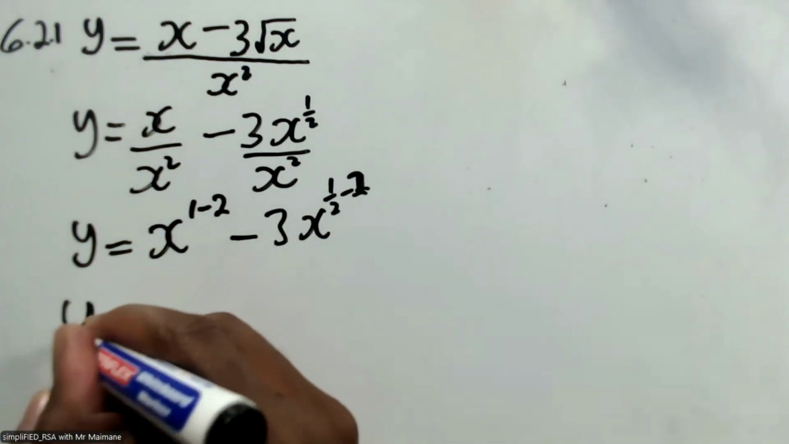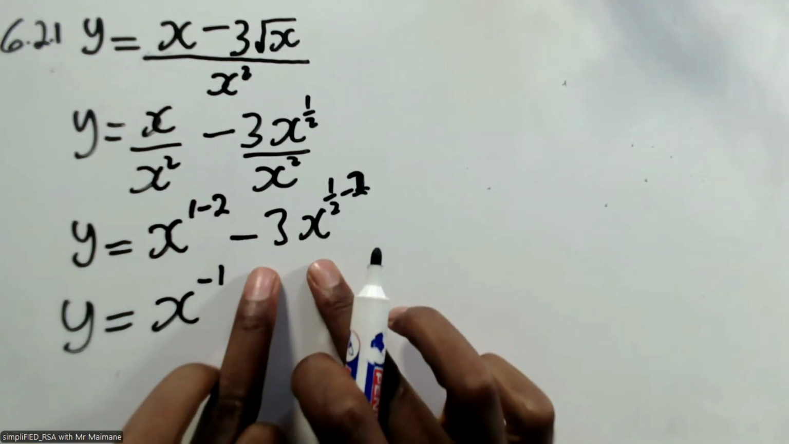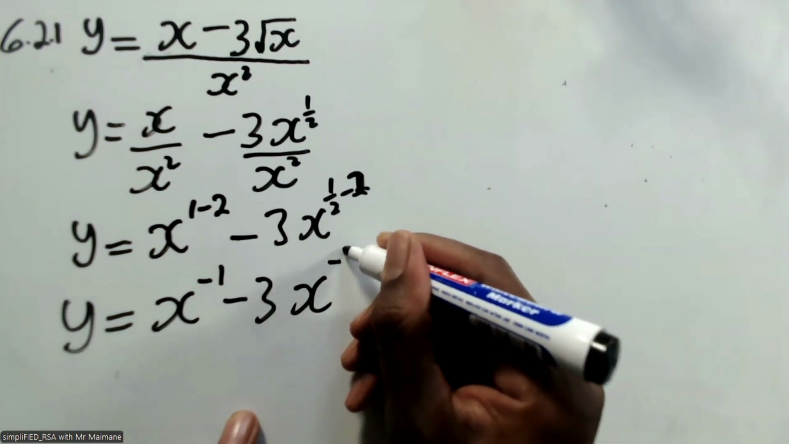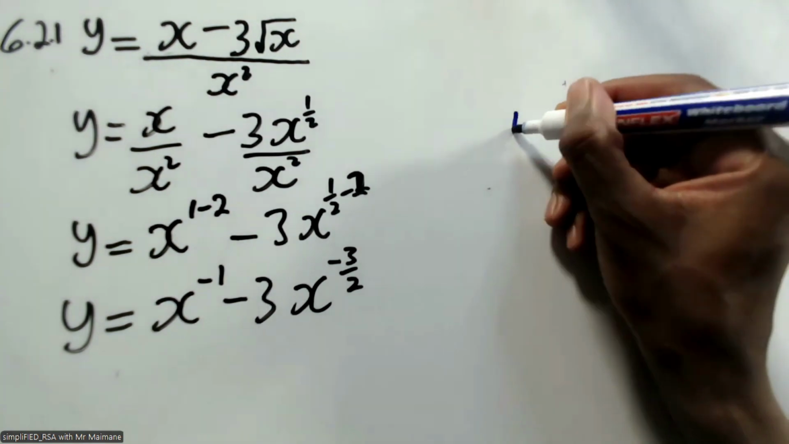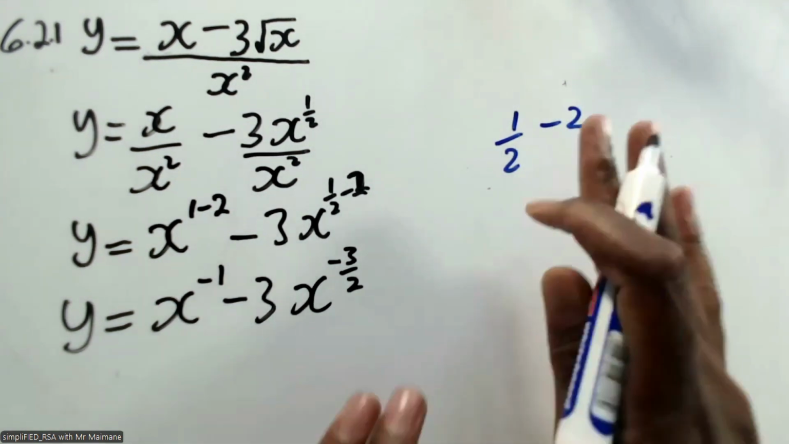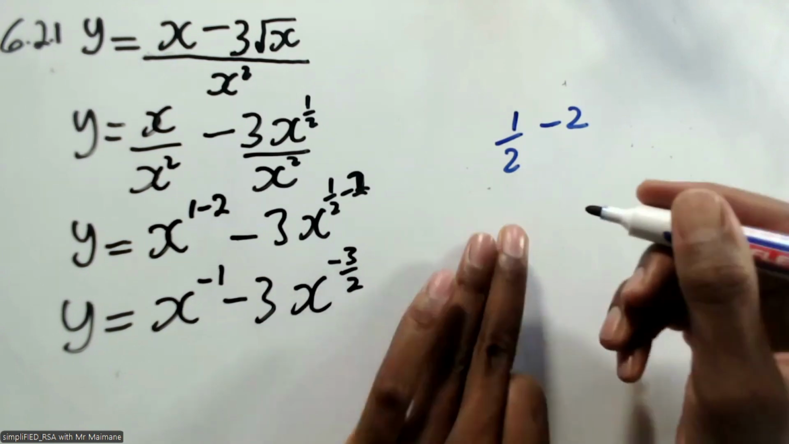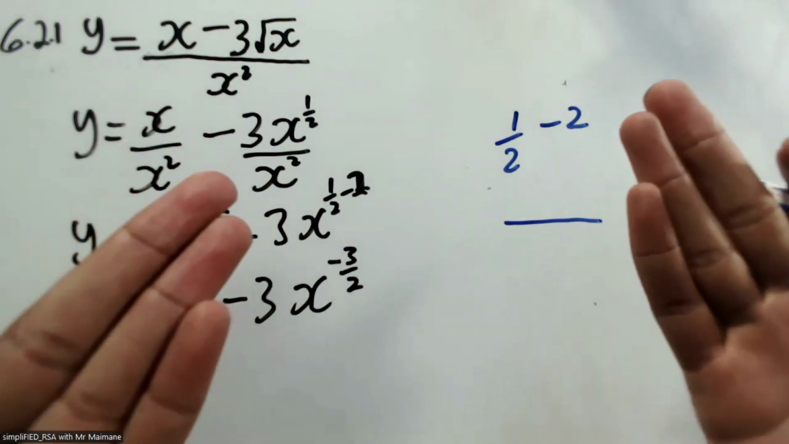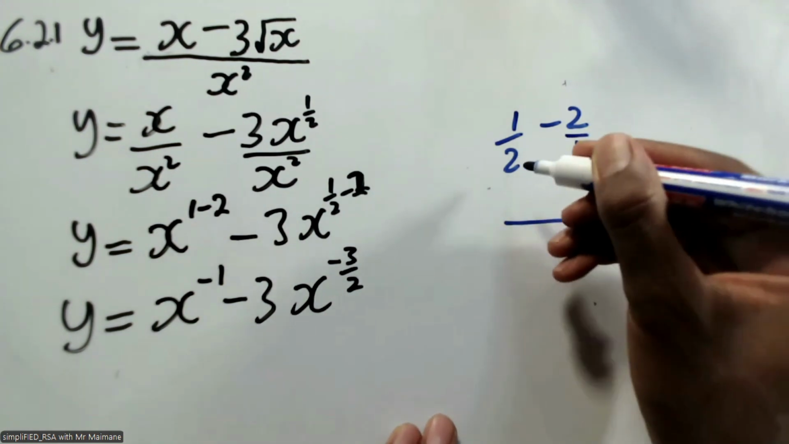Therefore, I have y is equals to x to the minus 1, minus 3 into x to the exponent minus 3 over 2. I know that this is minus 3 over 2 because when you have exponents, 1 over 2 minus 2, having to simplify this, you can either punch it on your calculator or you can just use your knowledge of how to subtract fractions, such that if this is over 1, because any number is over 1, the common denominator here is 2.